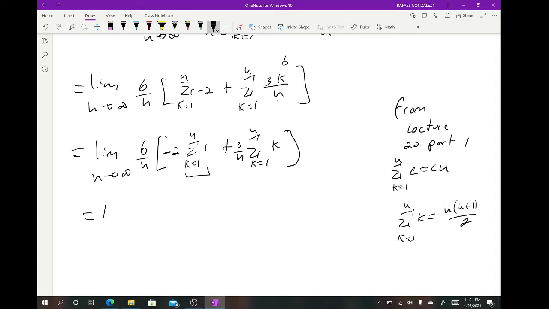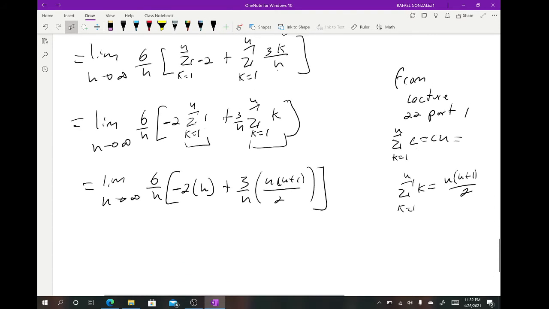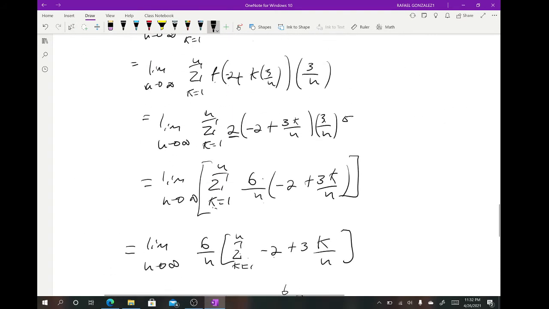Well, what is this equal to? Well, we have limit as n goes to infinity of 6 over n times minus 2 times what I just said. For this particular one, it's just n plus 3 over n, and then this whole thing becomes n times n plus 1 divided by 2. Okay, and we're finally almost done with this problem, and this is using the definition.